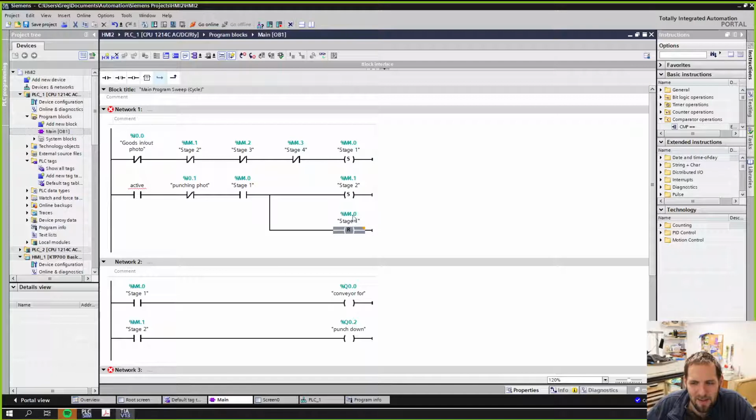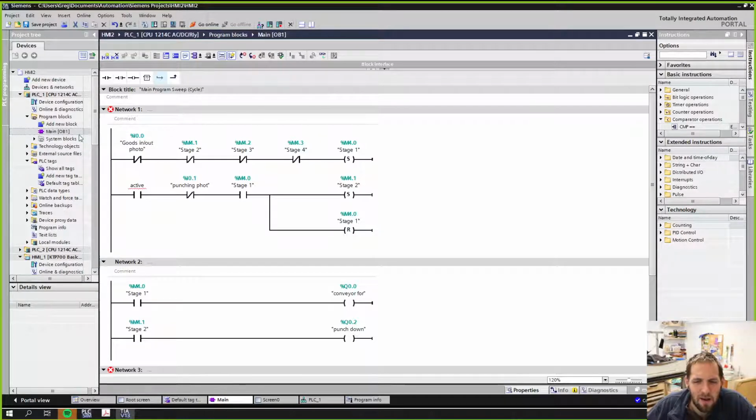And by doing it this way, it becomes a very sequential program, because stage 1 can't be true while stage 2 is true, because we reset stage 1. So it becomes very sequential: A has to happen, then B, then C, then D.